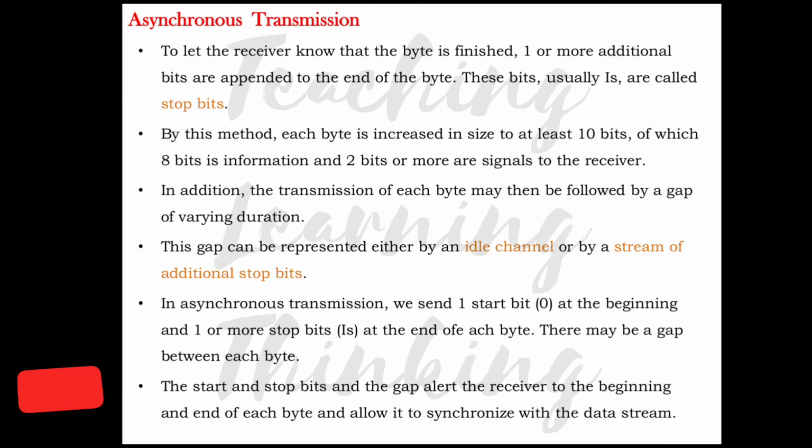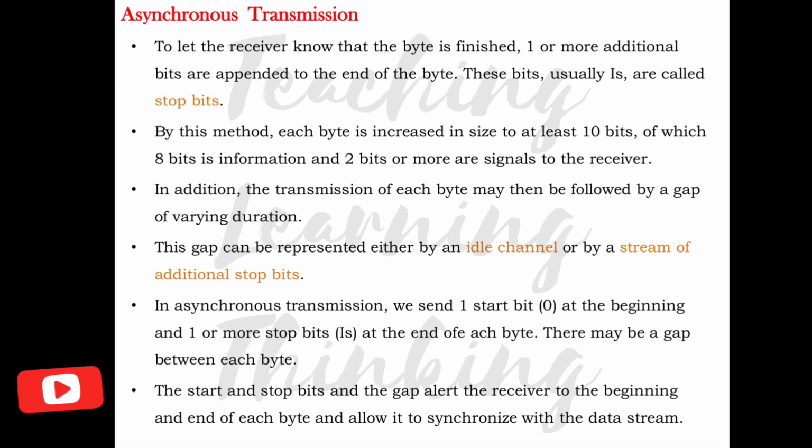In addition, the transmission of each byte may be followed by a gap of varying duration. This gap can be represented either by an idle channel or by a stream of additional stop bits. So there is a gap between these groups of bits. In asynchronous transmission, we send one start bit, or 0, at the beginning and one or more stop bits, or ones, at the end of each byte, and there may be a gap between each byte. The start and stop bits and the gap alert the receiver to the beginning and end of each byte and allow it to synchronize with the data stream.